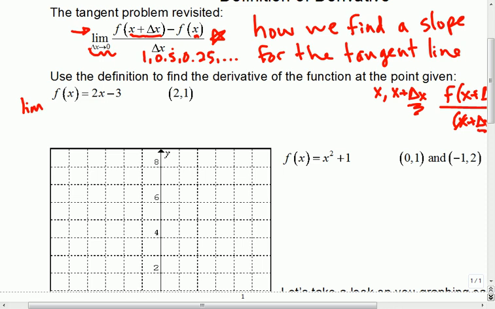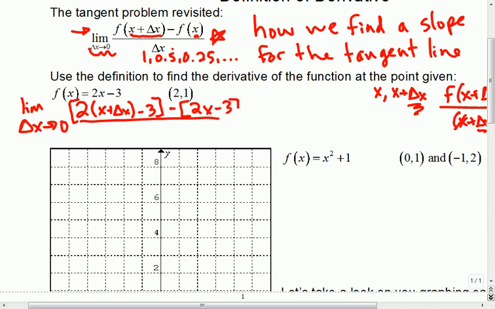So I'm going to have the limit as delta x goes to 0. And this is my function. So it's going to be 2 times (x plus delta x) minus 3. And I usually put square brackets around it to remind me this is one of the functions. Take away 2x minus 3. So this is the function at x plus delta x. This is the function at x.